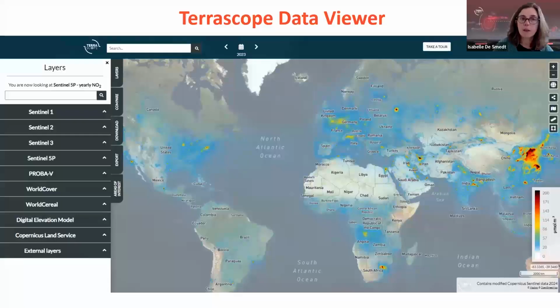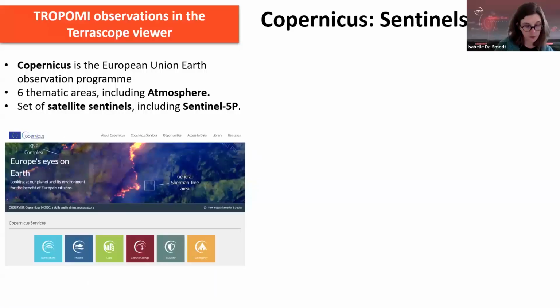So yes, this is a quick screenshot of the data viewer, on which you can find all the Sentinel data, but also more data, such as, for example, the ProbaV vegetation monitoring data and other external information. So now about Copernicus, the Copernicus program and its Sentinels.